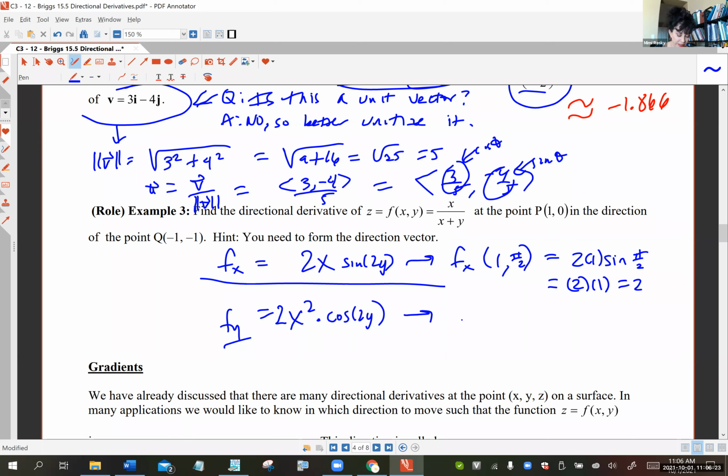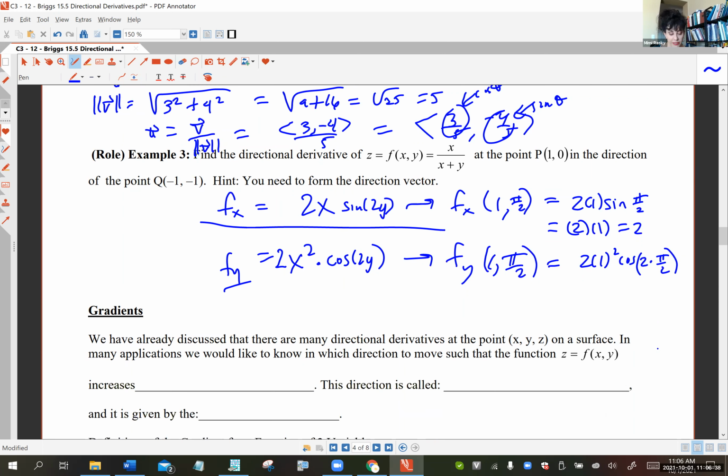Fine. What is the other partial evaluated at the point that they want us to do? 1, pi halves. So you're just going to use substitution, except here I'm going to have cos of 2 times pi halves. Be careful. This isn't cosine of pi halves. That would be 0. This is not 0. After canceling the 2's, does anybody know what cos of pi is? -1. So I have 2 times 1 times -1. This is going to be -2. Okay, fine. I'm almost ready to be finished.